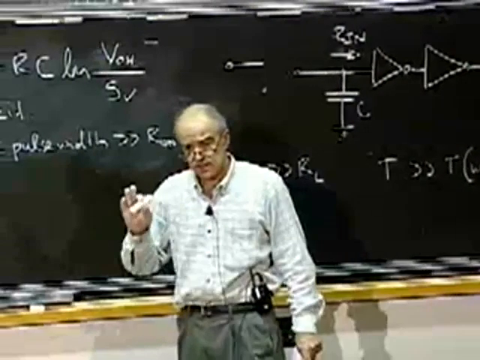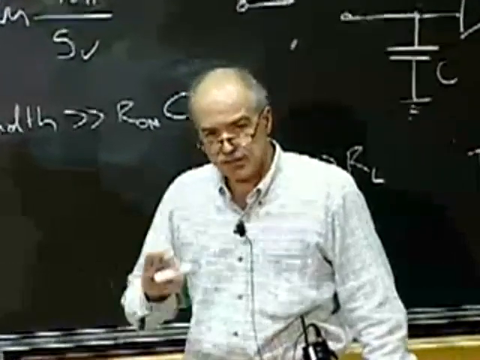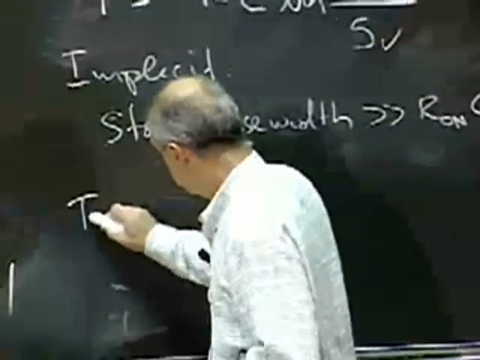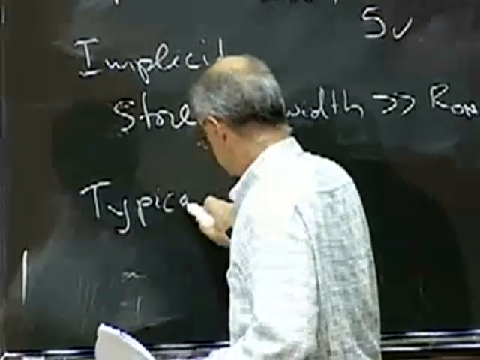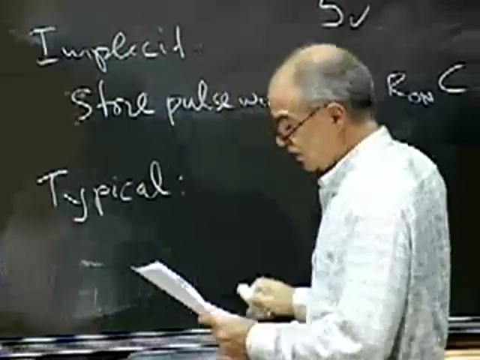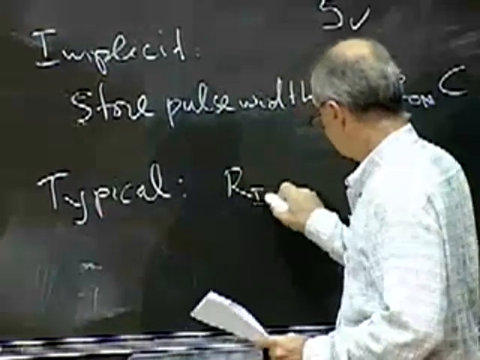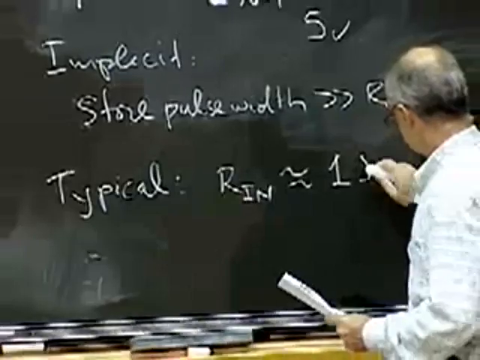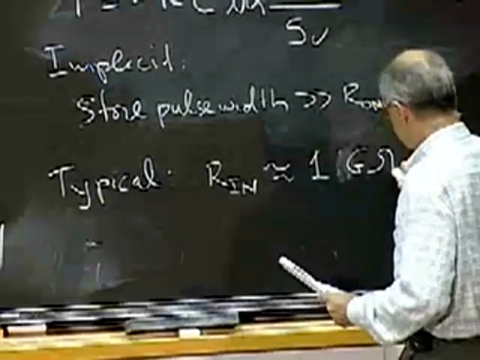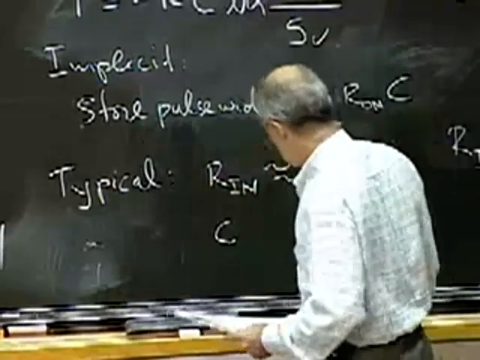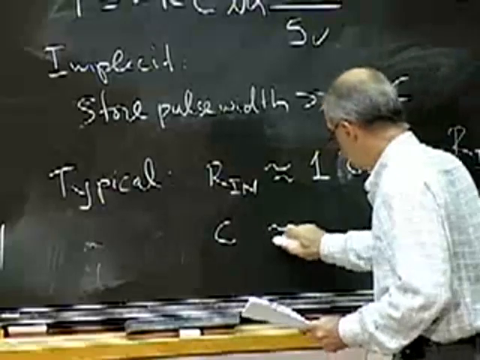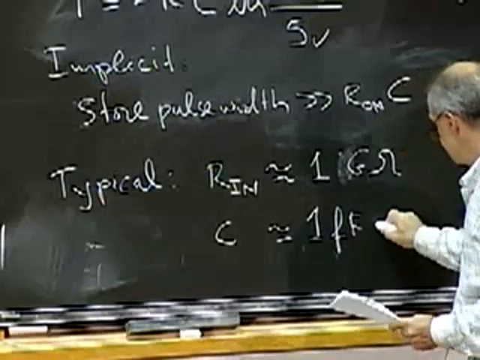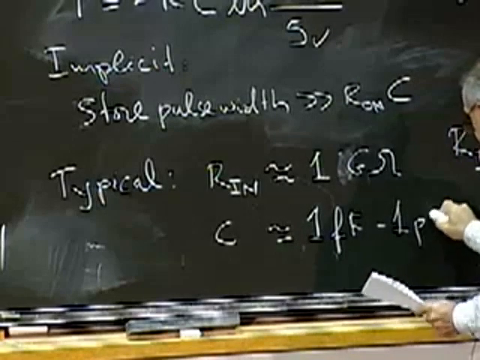Let me give you some numbers that are typical for a dynamic RAM. Okay, so typical times we're talking about is Rin on the order of 1 gigaohm and storage node capacitor on the order of 1 femtofarad to 1 picofarad.